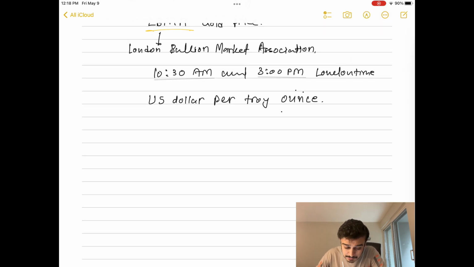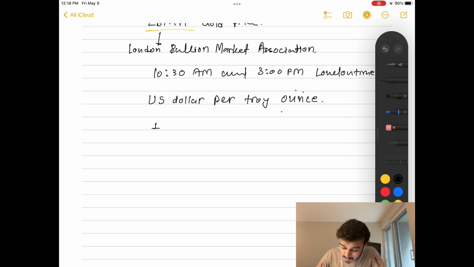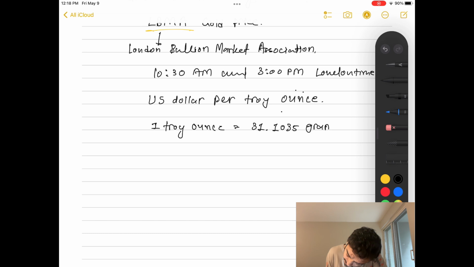Now, you might be wondering what is a troy ounce? So, 1 troy ounce is equal to 31.1035 grams. Now, whenever you see a troy ounce on websites, blogs, anything, then it's the basic calculation which has been done by LBMA, and based on that gold prices are decided.